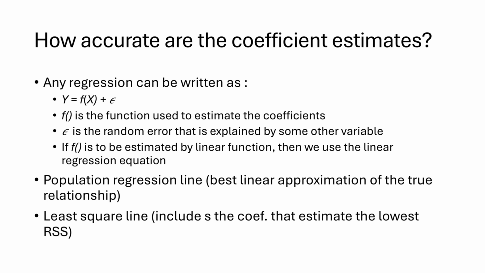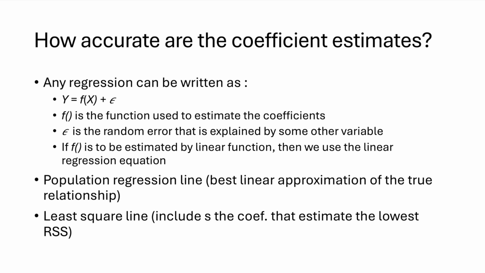So any regression line can be expressed as y equals a function of x plus epsilon, where epsilon represents the random error or noise in the data. If we assume that the function of x is a linear function, like I said earlier, we use the linear regression equation y equals beta 0 plus beta 1 into x to estimate the relationship between x and y.